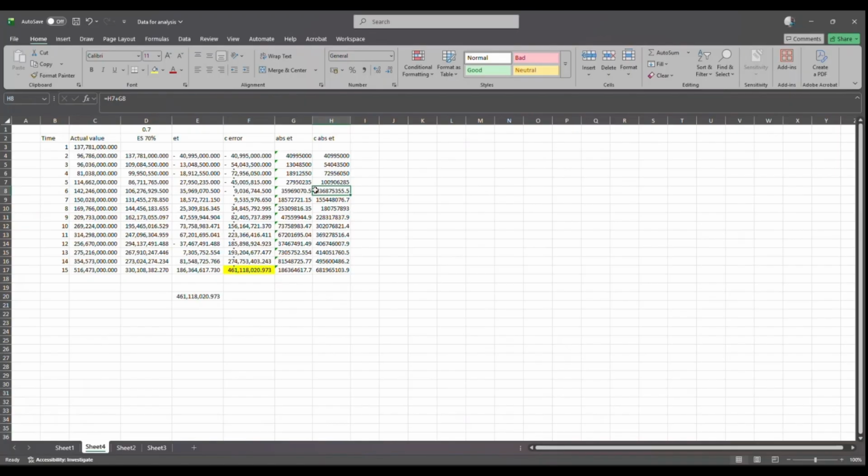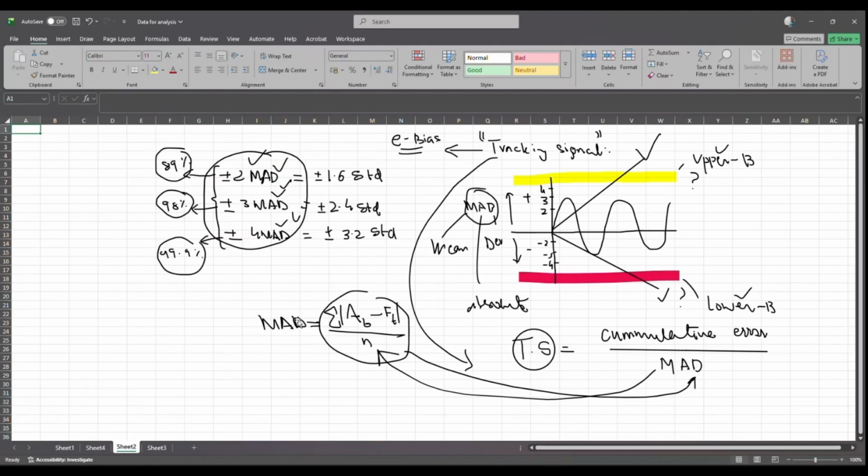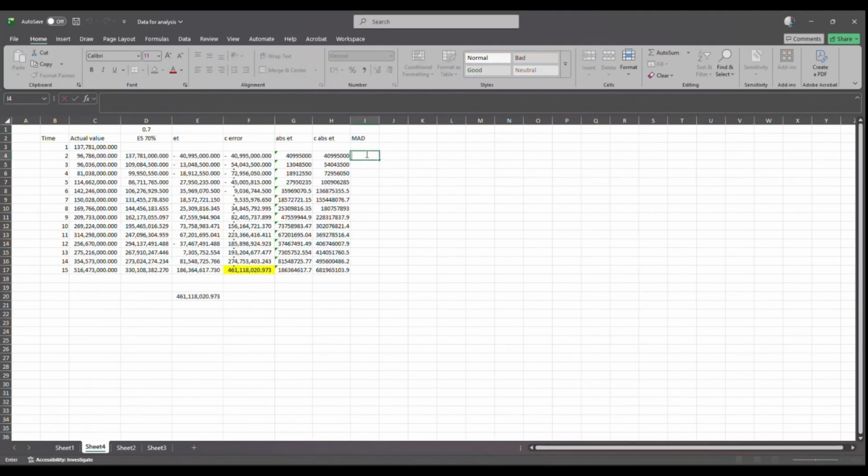Once we estimate this, the next step is to estimate the value of MAD, or mean absolute deviation. And you get the equation: cumulative error divided by N. So what to do about this one? We are supposed to take the cumulative absolute error value and divide it by the value of the time period, or in this case, the N value, right? So this is the first MAD value. And if we keep going in the same pattern, this value divided by that time period, and this value divided by that time period, and so on and so forth.